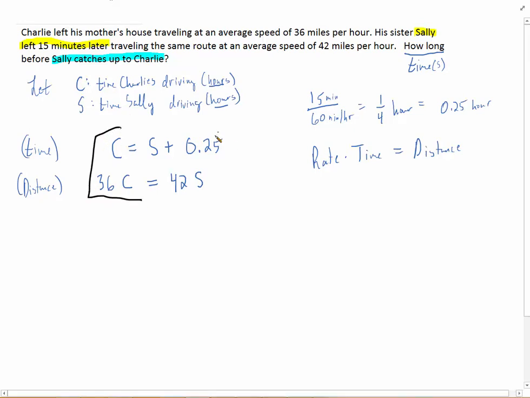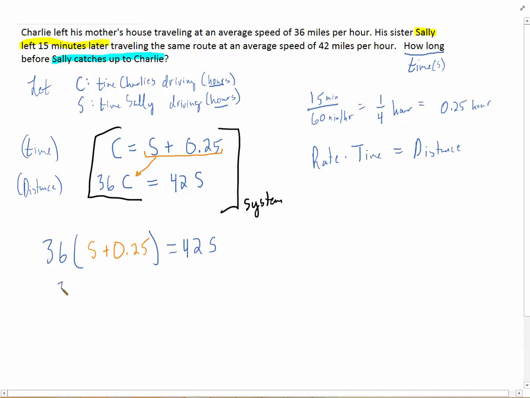So now we have a system of equations. Here's the system, and we need to solve it using whatever methods we want. Since I have one equation where one of the variables is already isolated, I'm going to use substitution. I'll take the S plus 0.25 and replace the C in the other equation. So I now have 36 times (S plus 0.25) is 42S.